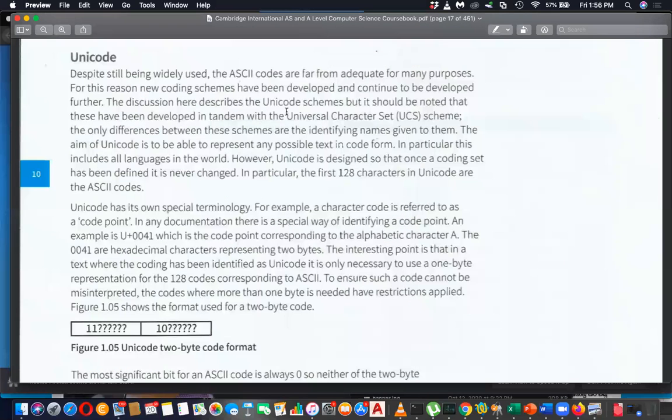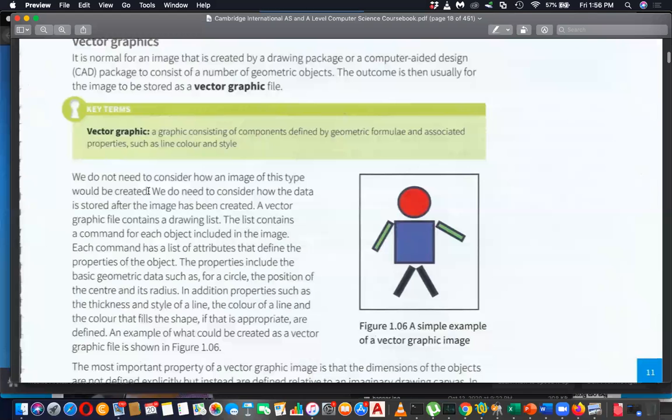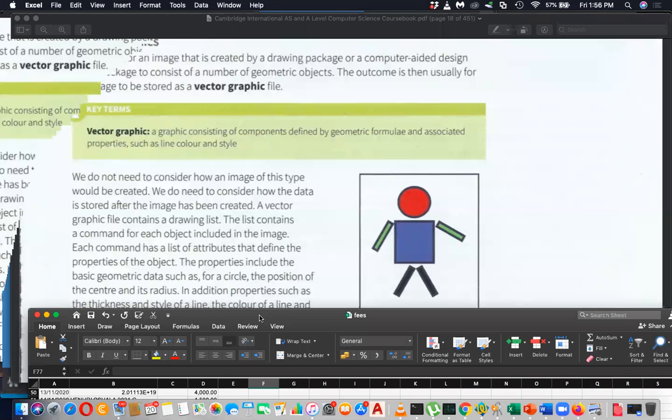Unicode is to give unique codes, and there are two versions. First, you can see the first 128 characters in Unicode are ASCII codes, the same ASCII codes. Still, we are using ASCII. And images. Okay, I'll quickly discuss the image part and finish this section.